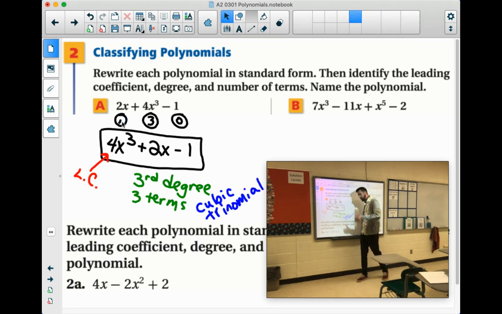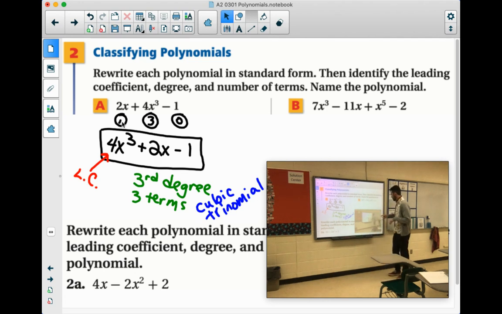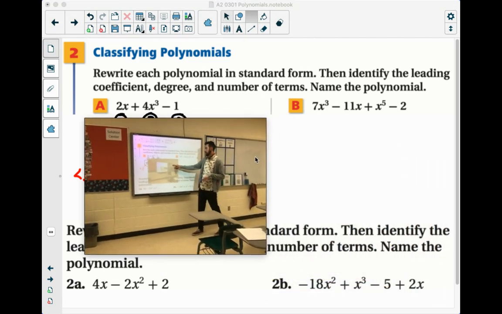If you go beyond trinomial, like if there are 5 terms there, you could say polynomial with 5 terms. So you really only need to remember monomial, binomial, and trinomial. After that, you can say polynomial with however many terms. So let's try this one out.